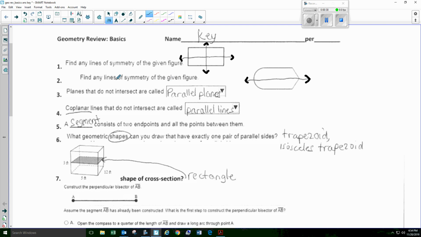Find any lines of symmetry for this one. There isn't. You can't go vertically because obviously this does not reflect in the same shape over here, only horizontally.